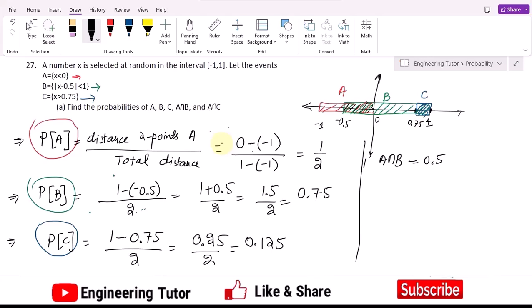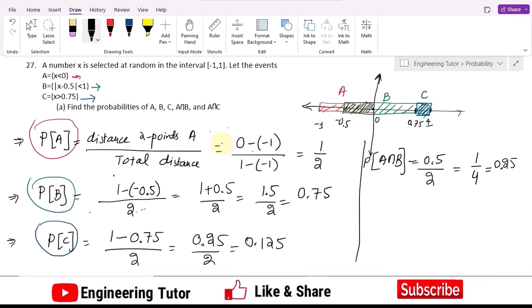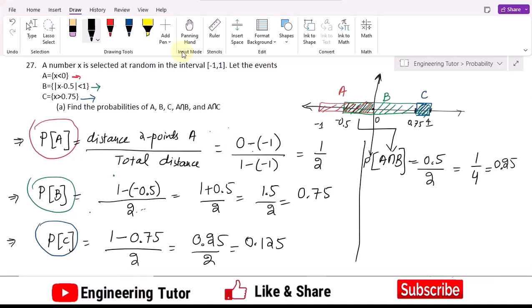Okay, so in order to find the probability of A intersection B, I have to write the 0.5 divided by the total distance here. So it would be 1 by 4, or how much would it be? 0.25. So the probability of intersection is 0.25, and this is this one area. So let me write here as well, this is A intersection B.